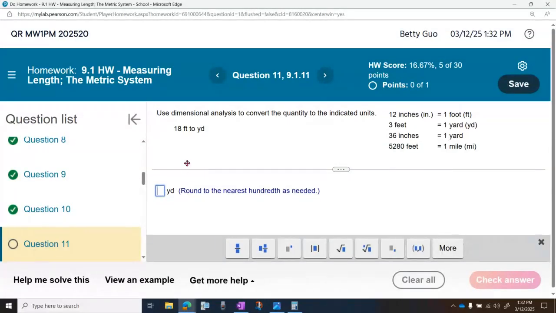How do we get a smaller number? If we multiply 18 by 3, we won't get a smaller number; we'll get a bigger number. So we have to divide 18 by 3. Divide 18 by 3, what do we have?